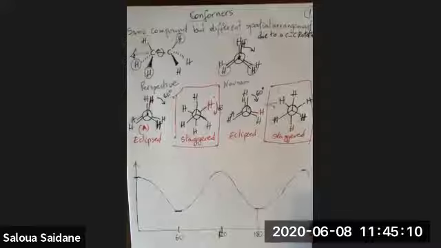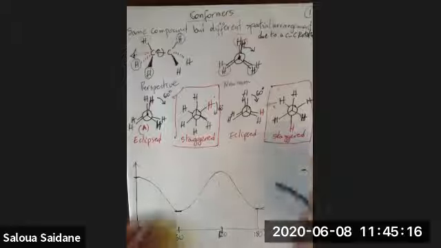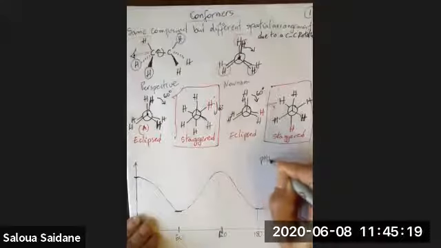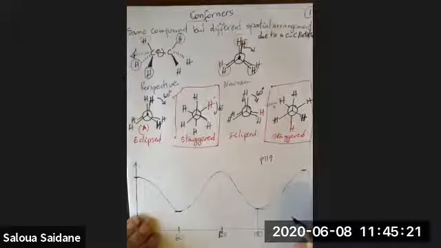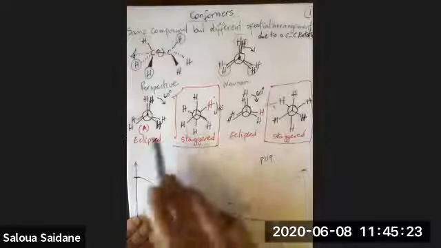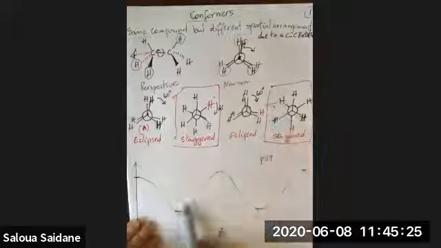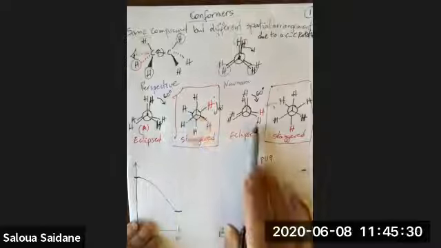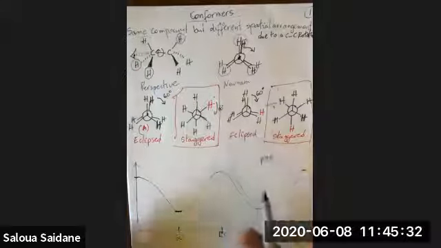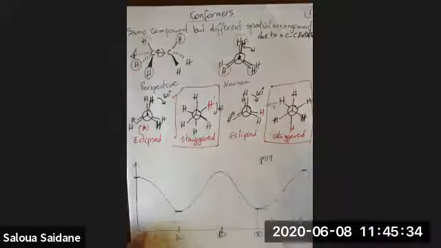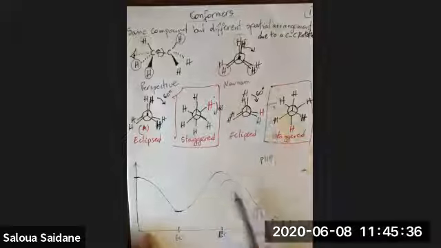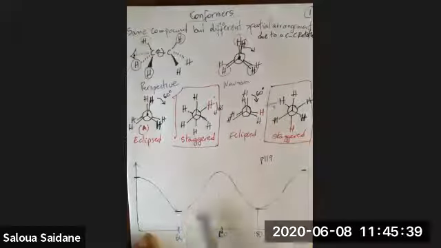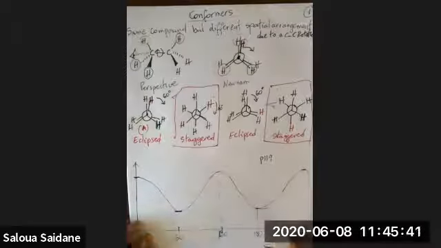A good diagram is given in your textbook, so you can check it out on page 119. Just check page 119 for a complete diagram that shows what the conformers are and how they're different and how they're similar. In terms of bonding, they're exactly the same, but in terms of position and spatial arrangement, they're very different, because the staggered are very stable and the eclipsed are not that stable.